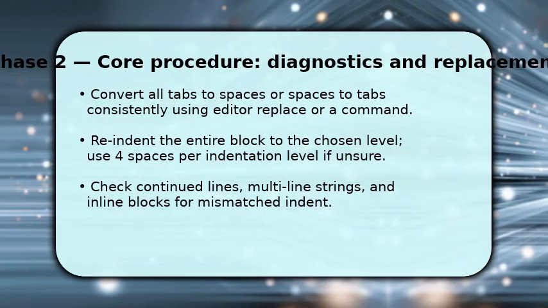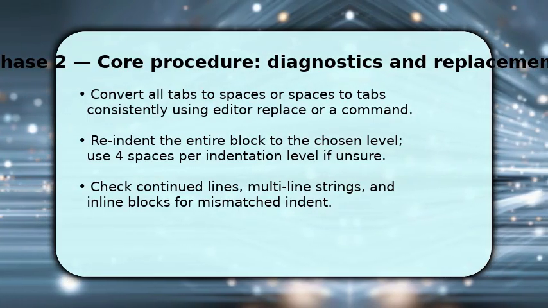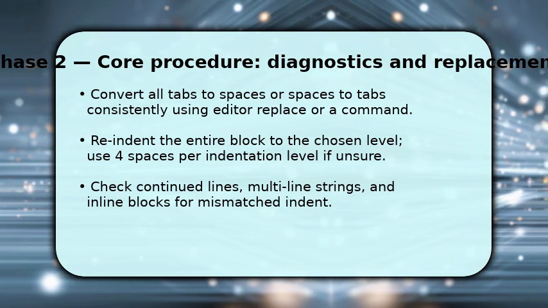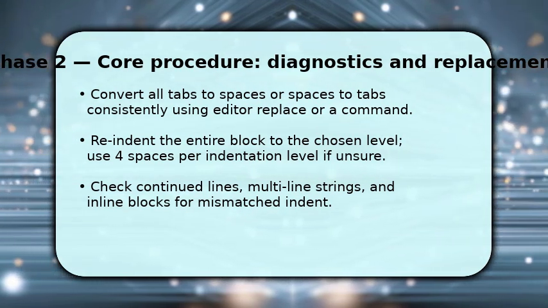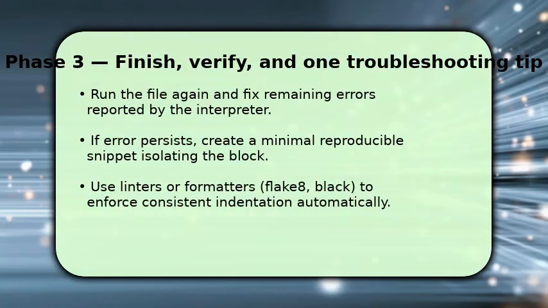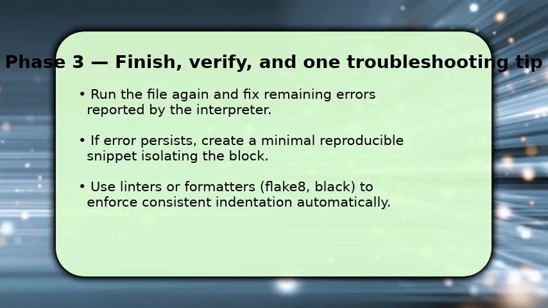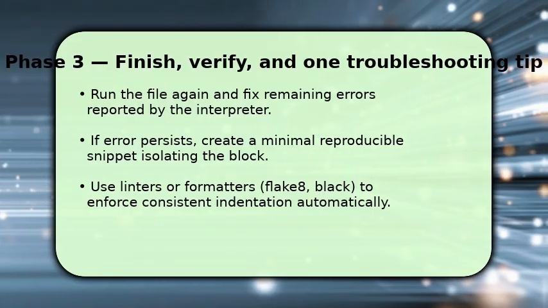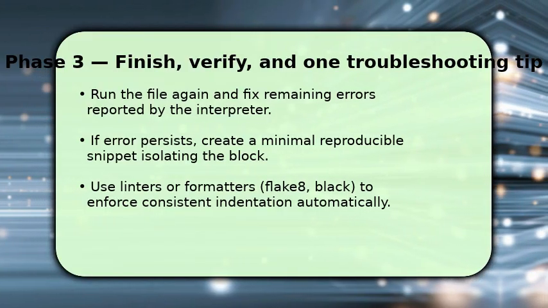If a line still errors, compare its indentation byte for byte to a known correct line to spot invisible differences. After normalizing, run the script. If it executes, you fixed the issue. If the unexpected indent remains, isolate a minimal snippet that reproduces the error and recheck its indentation characters. Make sure tabs weren't reintroduced by copy-paste from other sources.